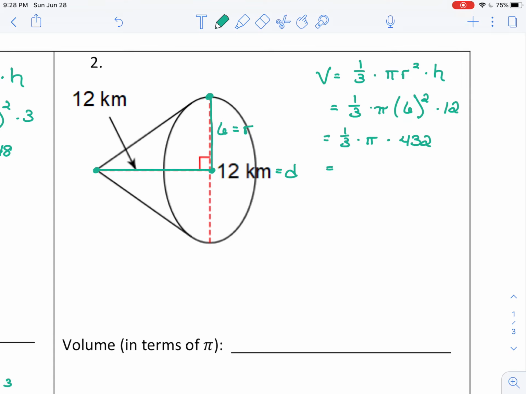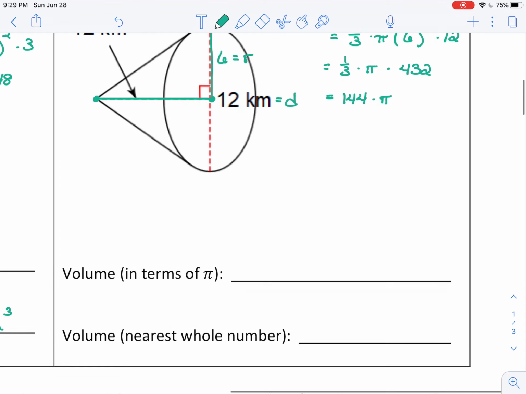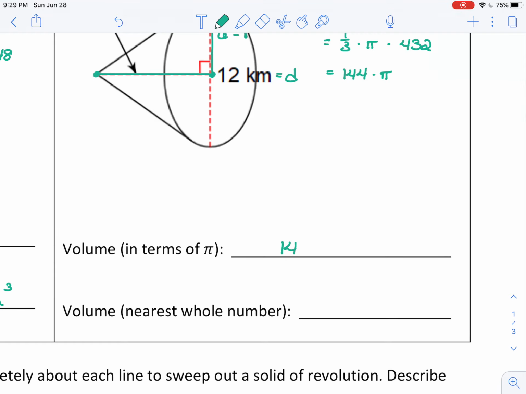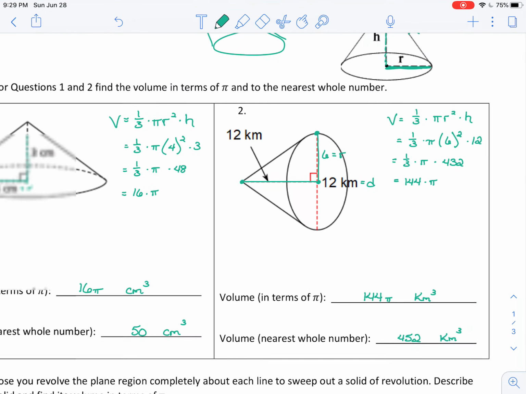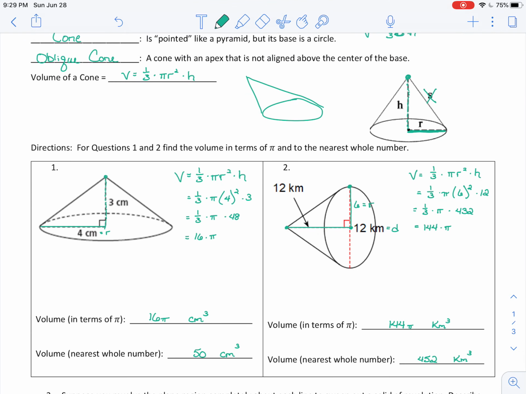1/3 of 432, divided by 3, gets me 144. And since there's a pi there, then I have my in terms of pi answer: 144 pi cubic kilometers. Then I go back to my calculator and multiply 144 by pi, the button, and that's how I get 452 when I round it to the nearest whole number, because there's a 3 after it. So just kind of combining a bunch of things all together.